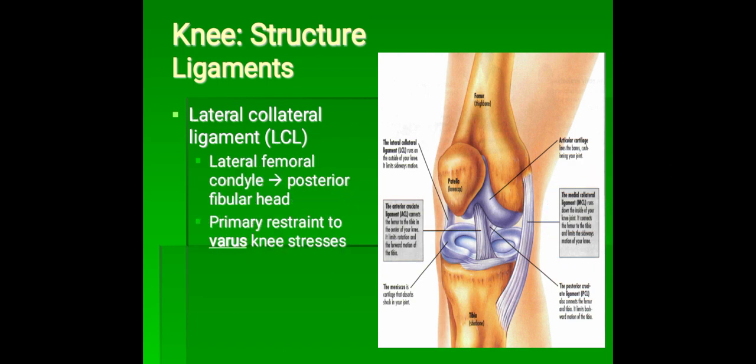The lateral collateral ligament is a smaller and shorter ligament. It arises from the lateral femoral condyle and inserts into the posterior aspect of the fibular head. Due to its posterior position, the lateral collateral ligament is taut when the knee is in extension. In combination with the posterolateral capsule, it is the primary restraint to varus stresses on the knee.